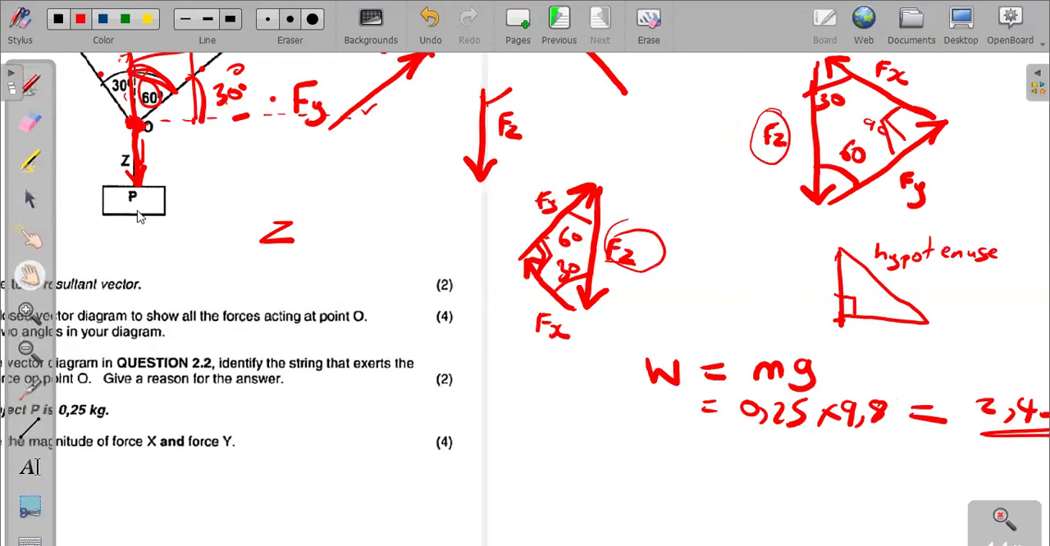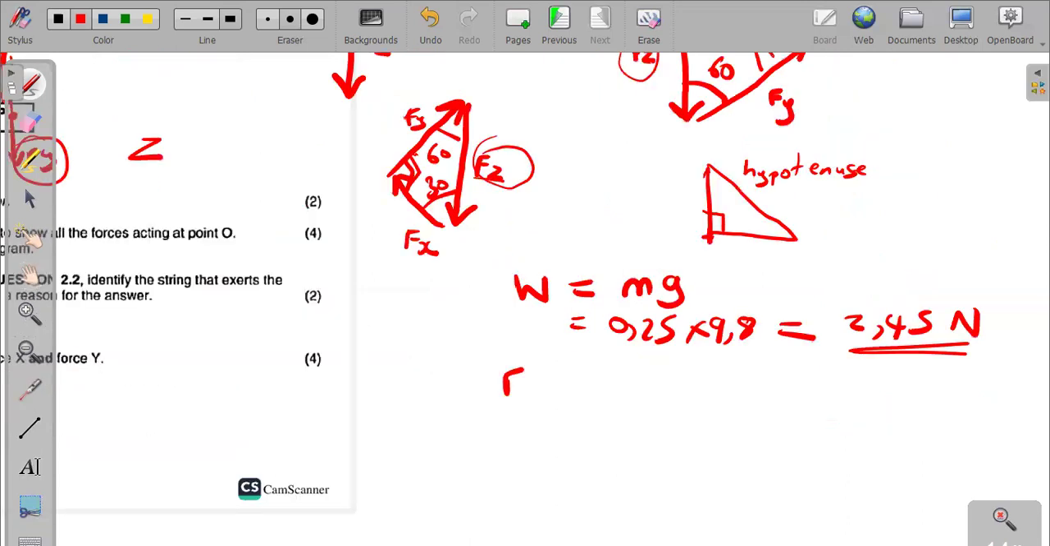Looking at P, we have the gravitational force of P, which is 2.45. Apparently, it is equivalent to Fz because P is also stationary, which means the forces acting upwards are equal to the forces acting downwards. Therefore, Fz is also equal to W, the weight, which is equal to 2.45. So we have Fz as 2.45 Newton.